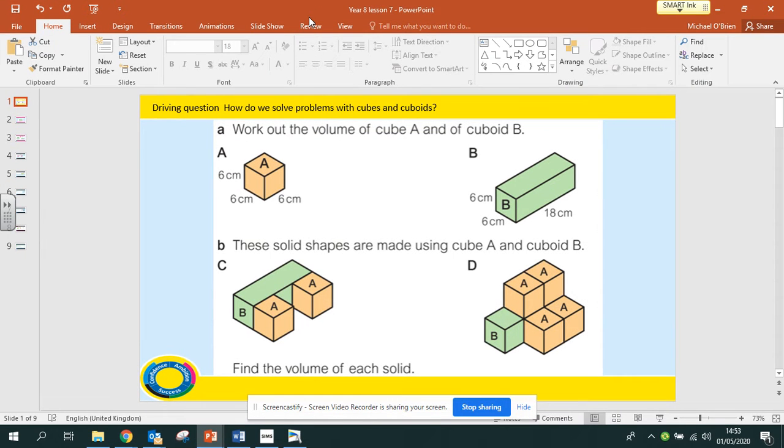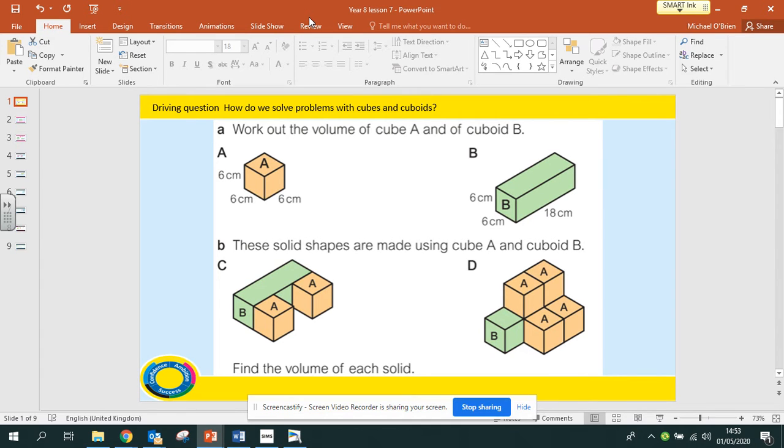Good morning. The work we're going to do today is carrying on with our work with cubes and cuboids, but today we are going to look at solving problems with cubes and cuboids. So our driving question today is, how do we solve problems with cubes and cuboids?